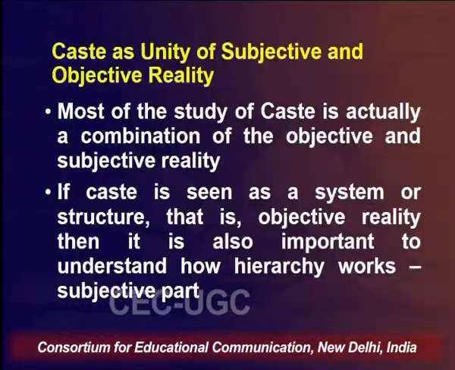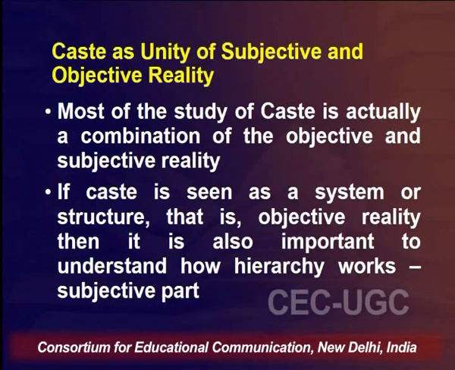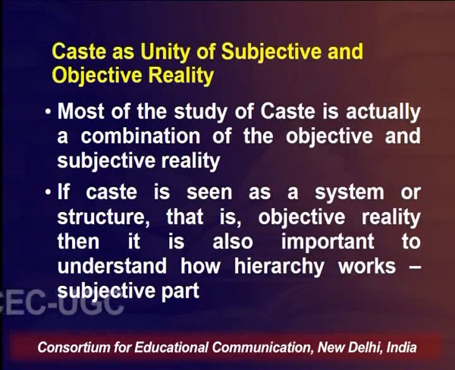The third way of understanding caste was to look into the unity of the subjective and the objective. That is, you cannot segregate the two. When we say that caste as an objective reality has these features, they have been arrived at in terms of experience, either the experience of the upper caste, or the experience of those placed in the lower hierarchy. So when we look into caste as a system of structure, objective reality becomes important to see that hierarchy is a feature of caste.